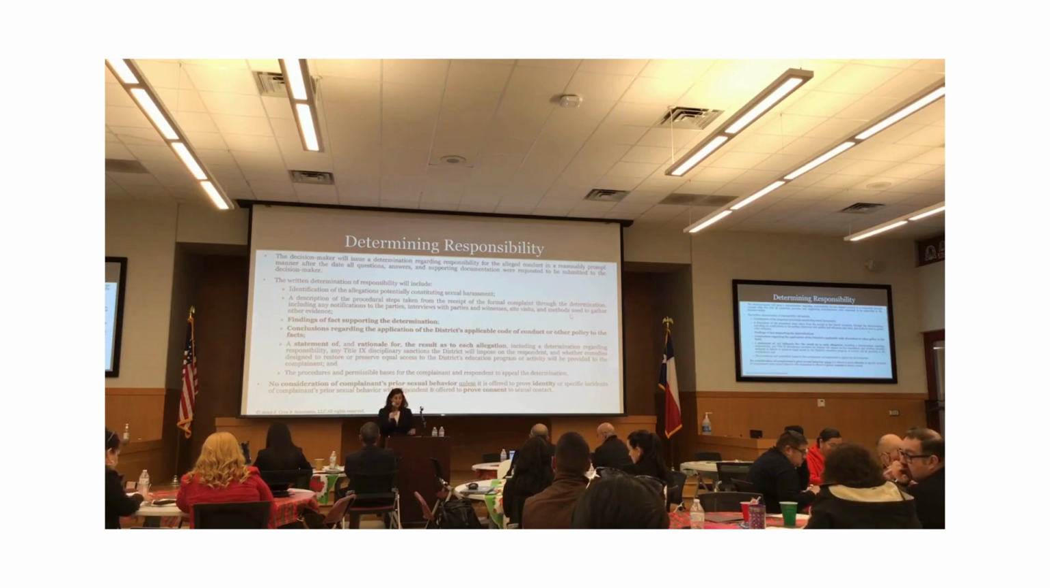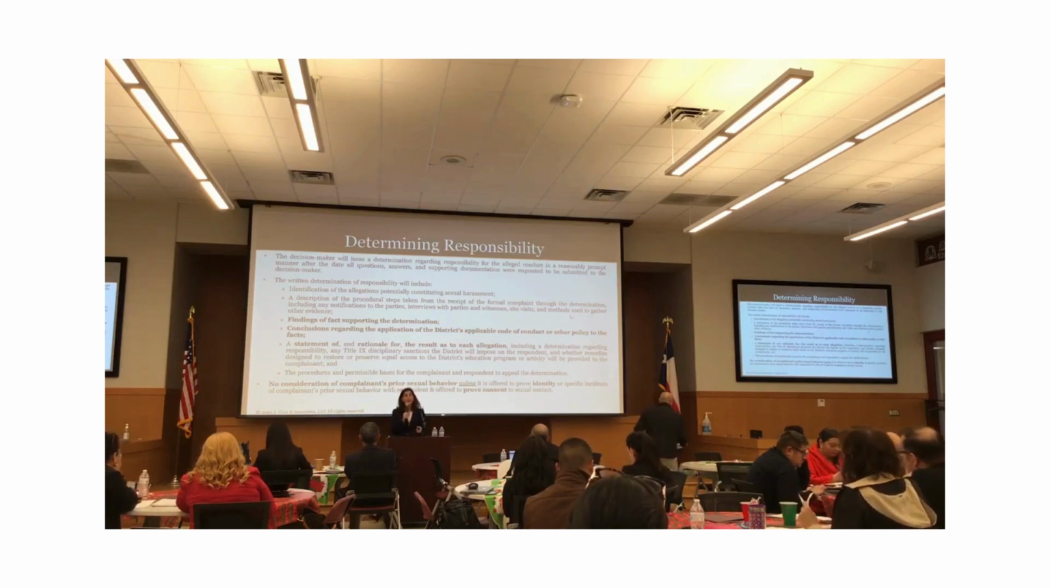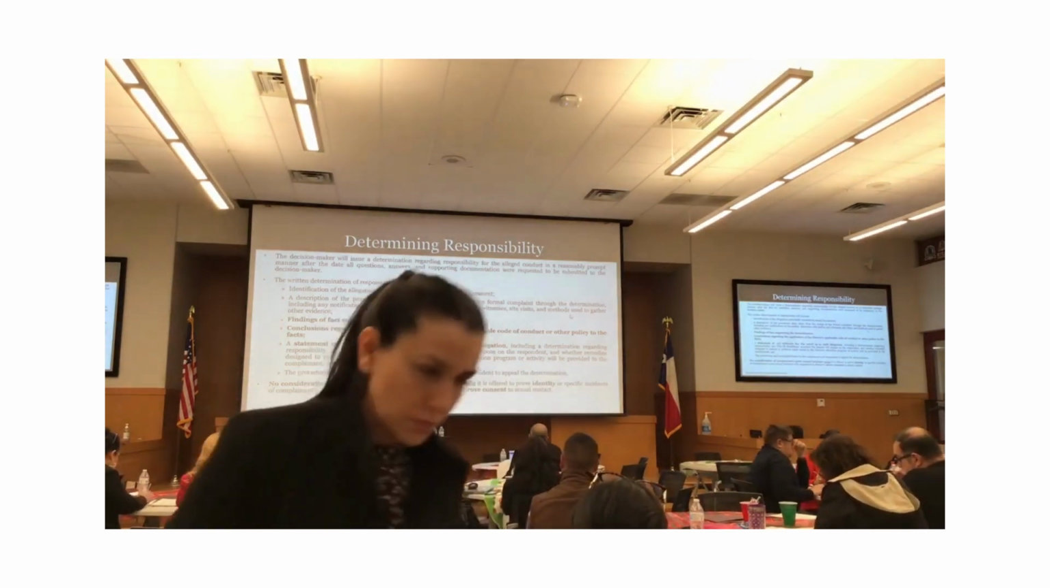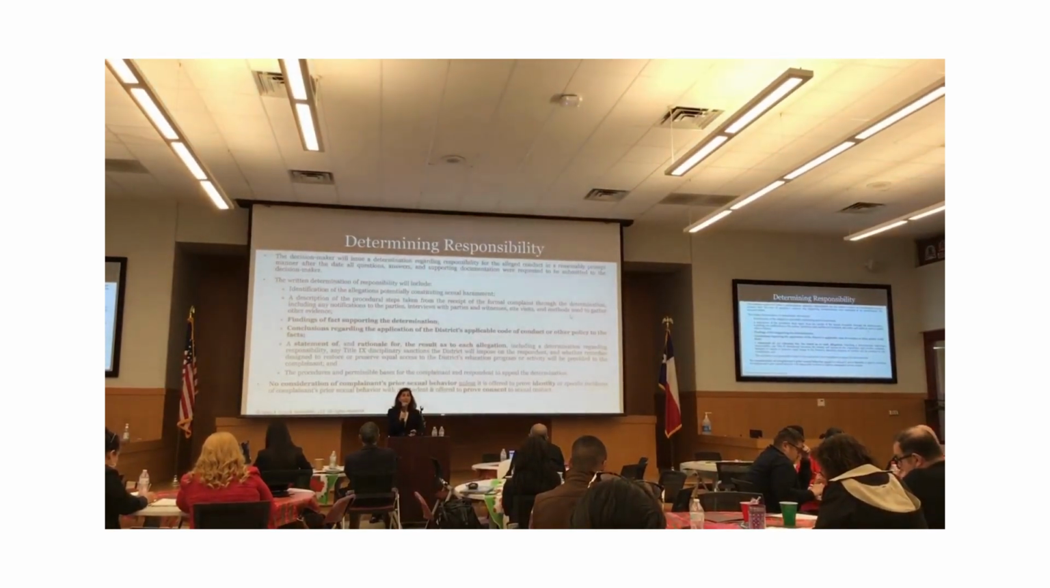So that list there is everything that has to be in your determining responsibility written report. Again, it's a written report. You have to give a description of procedural steps, which is why it's very important that all of these letters and notices that are going out, whether it's from the investigator about the meetings or from the Title IX coordinator, all of that, you have to describe that. What does it say? A description of the procedural steps taken from the receipt of the formal complaint. On X date, the formal complaint was received. Then we did this. We sent out these notices. So everything that was done.